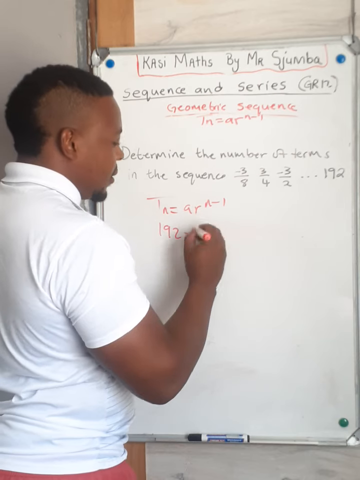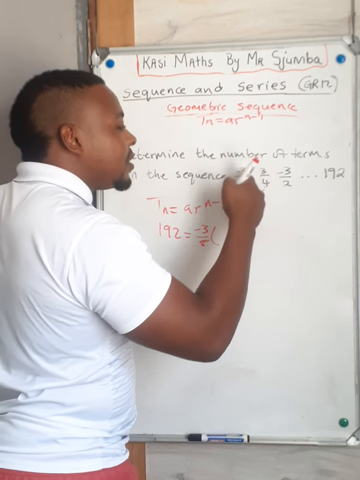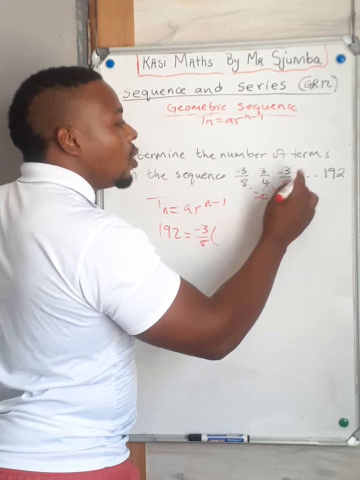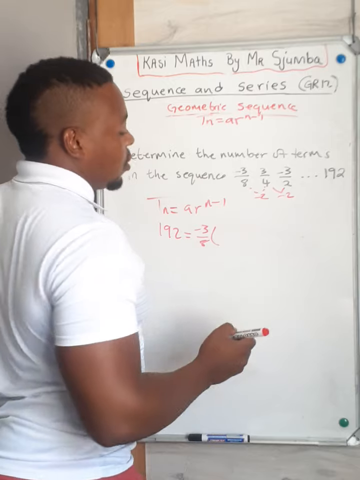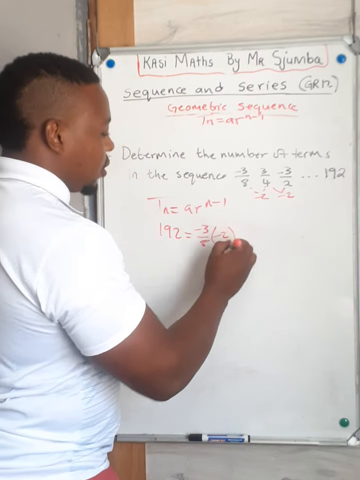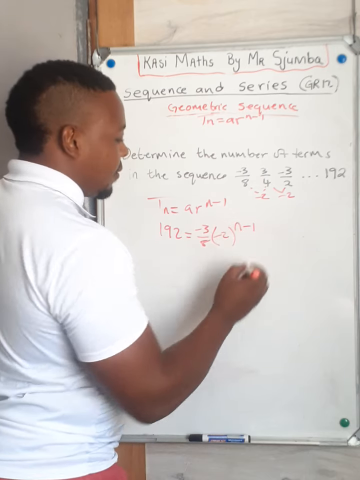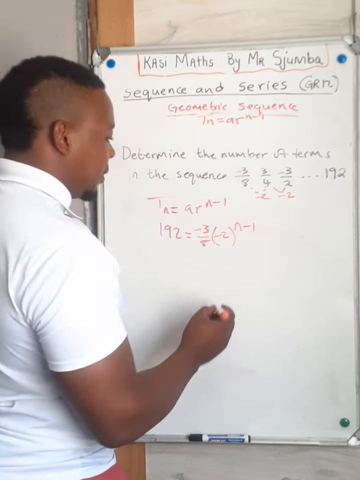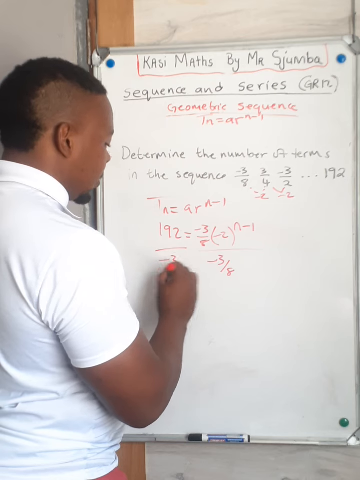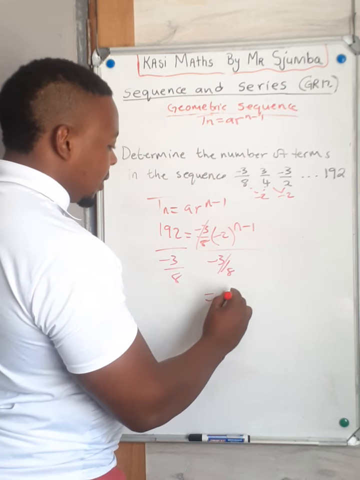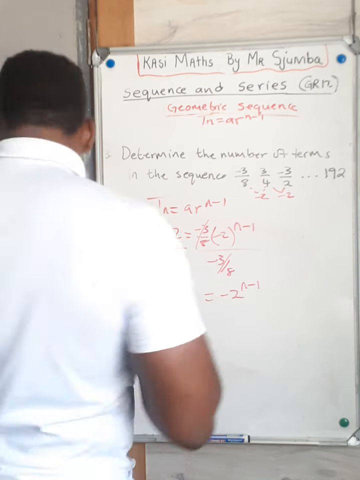is 192. First term is minus 3 over 8. Minus 3 over 4 divided by minus 3 over 8 is minus 2. Minus 3 over 2 divided by minus 3 over 4 is also minus 2. So our common ratio is negative 2, and then we're going to have n minus 1. So now we may solve it. We divide by minus 3 over 8 on both sides, and divide by minus 2 to the n minus 1.